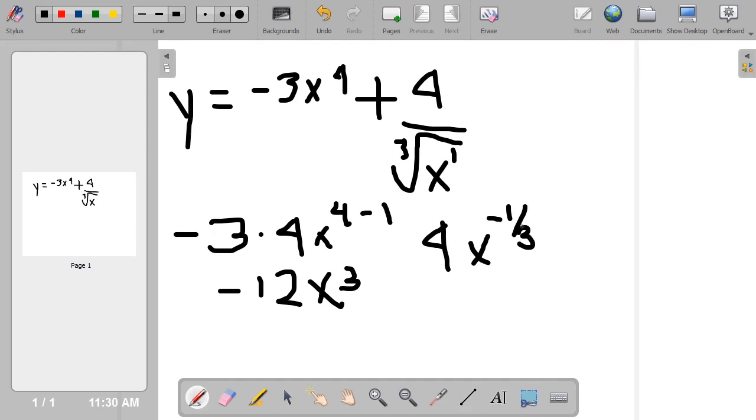So 4 times negative 1/3 is negative 4/3. I'm sorry, negative 4/3 x raised to negative 1/3 minus 1, which would be negative 4/3 as well.